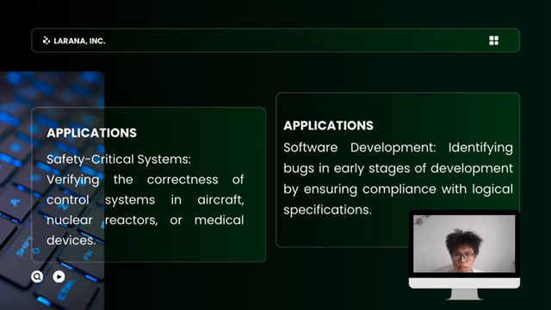Automated verification employs logical reasoning and model checking to guarantee the stability and safety of these systems. And it is also used in software development. During the early stage of software development, automated verification helps developers identify potential bugs and ensures that the code complies with logical specifications. This reduces maintenance cost and improves the overall stability of the system.